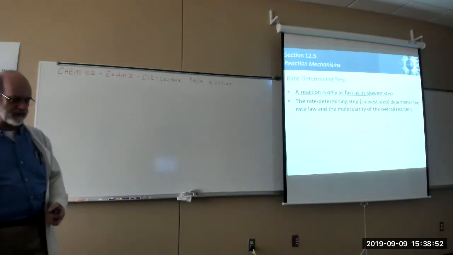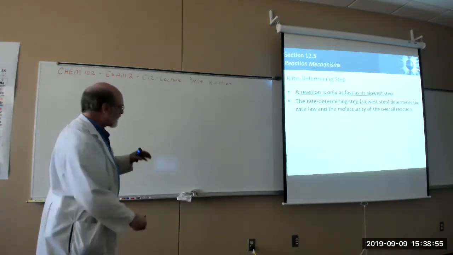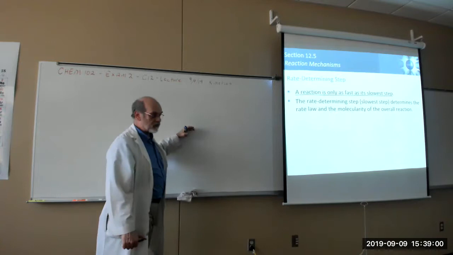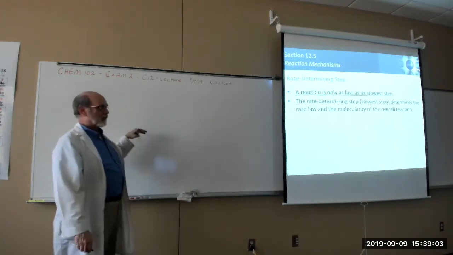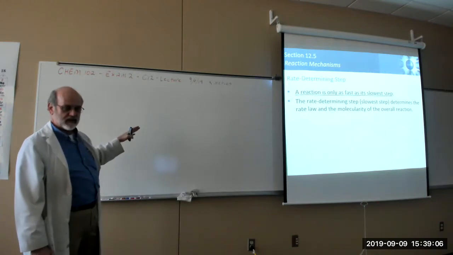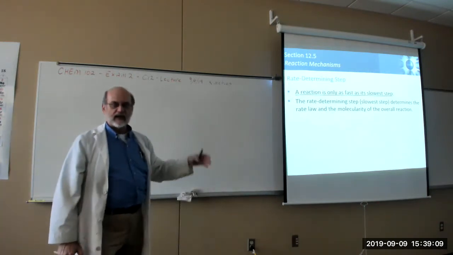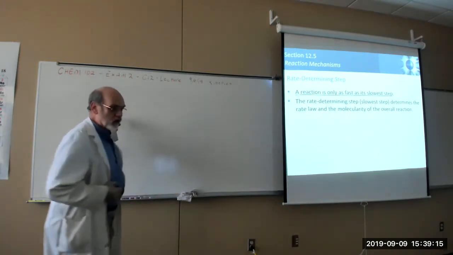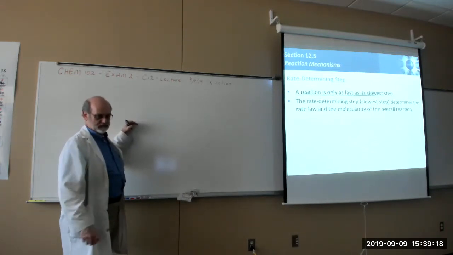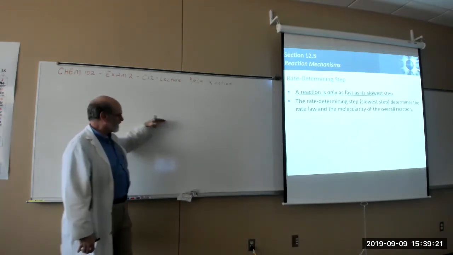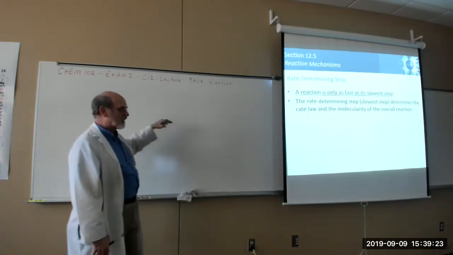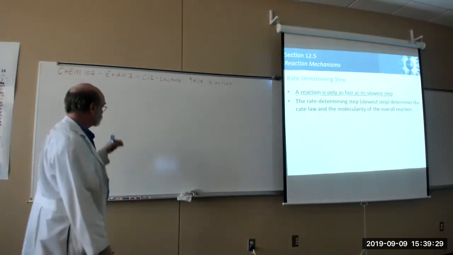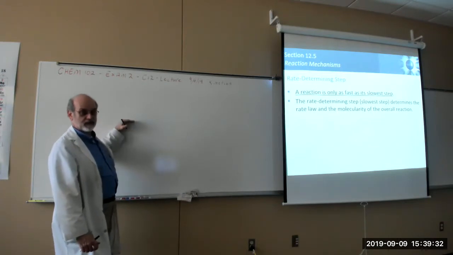Now, what else can we say about these elementary steps? Well, each elementary step occurs at its own reaction rate. They don't all occur at the same rate. So one of them, by definition, is going to be the slowest one. And the slowest one is the rate limiting step. In other words, the reaction cannot go any faster than the slowest step. So once you find out what that step is, that's the one that determines the rate law. How fast is the reaction going? It's based upon the slowest rate limiting step.